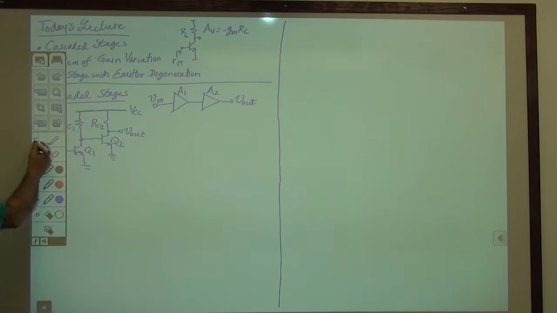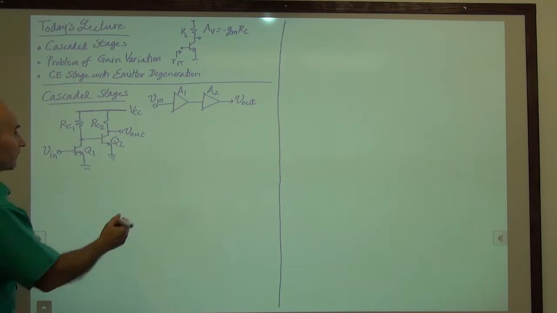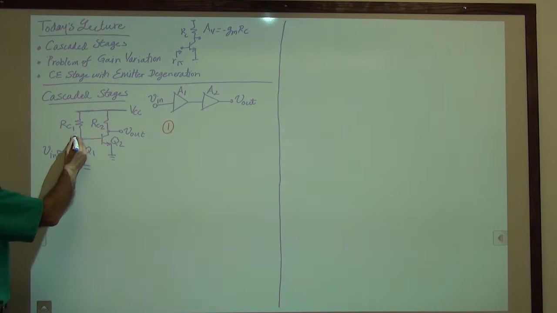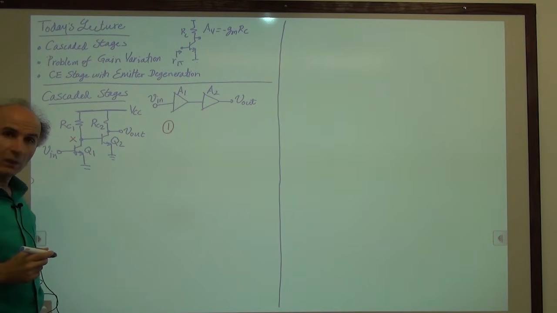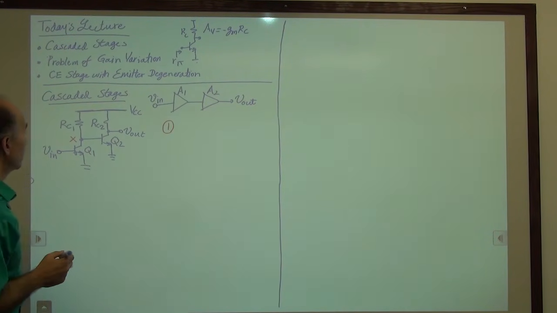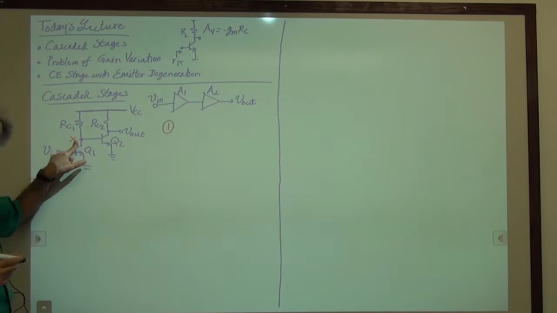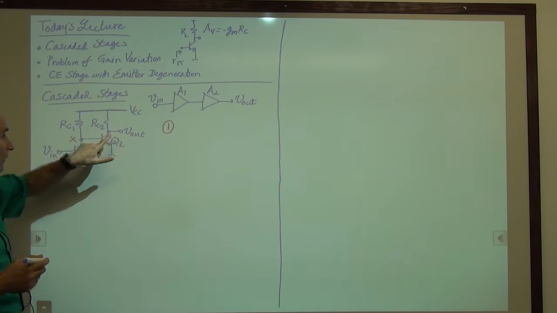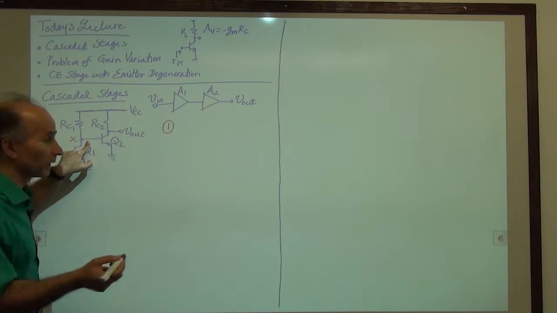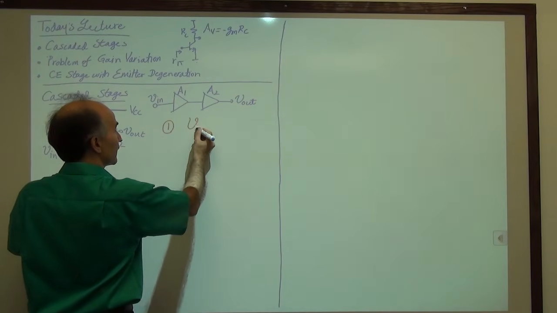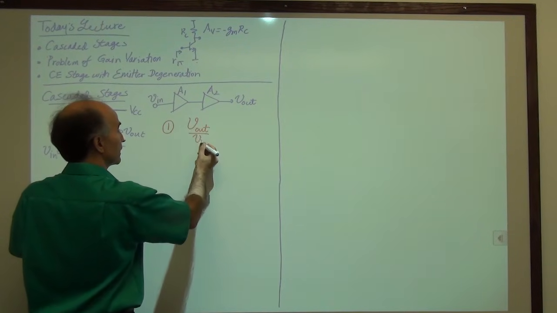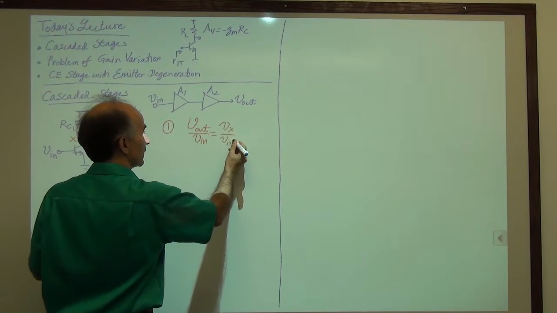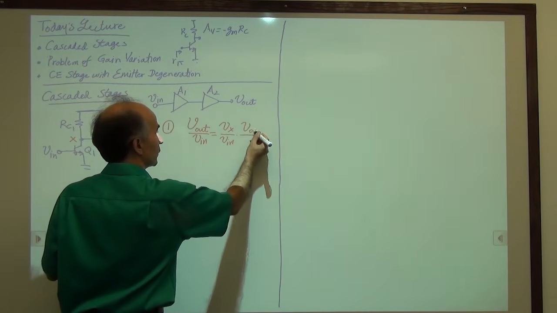All right, so let me change the color of my pen, and I'll make the first observation here. If I call this node X, the collector of Q1, what I can say is the following. We have some gain from V in to X. We call that Vx over V in. And then we have some gain from X to V out. We call that V out over Vx. And what we can recognize is that the gain that we are looking for, V out over V in, is just equal to Vx over V in times V out over Vx.